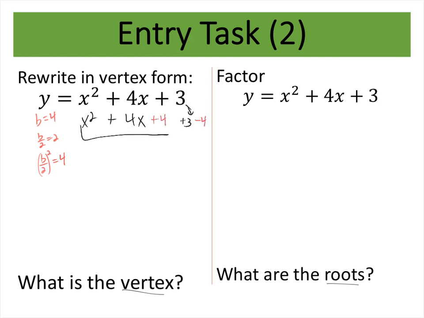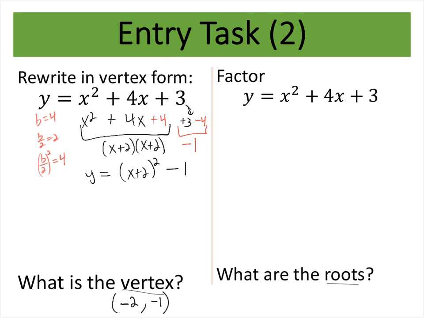When we factor this, we get x plus 2 times x plus 2. And when we write this down, we get -1. And this ends up being x plus 2 quantity squared minus 1. So y equals x plus 2 quantity squared minus 1. Well, what's the vertex? Well, it's the opposite of the inside. The vertex is -2, and the y-coordinate of the vertex is -1, because it's the opposite of the inside, and then it's just copying the outside.